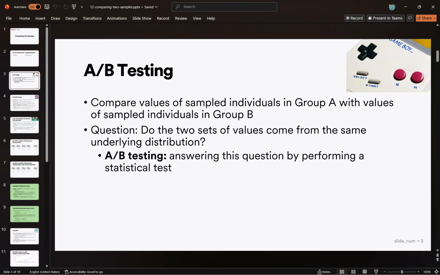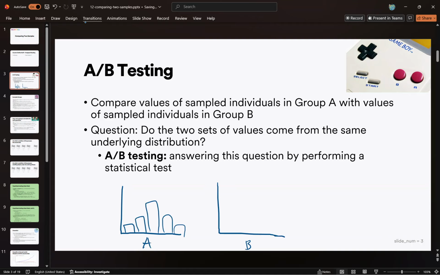So let's talk about A/B testing. A/B testing is the idea that you've got some people and you've taken samples. You've got two separate groups of people, group A and group B, and you've taken the same data from both of them. You've got some distributions of your data. You've got A, and maybe A looks like this, and B looks almost the same, like it's got a spike there, maybe it's a little more gradual in that direction, but maybe it looks a little bit like that instead.